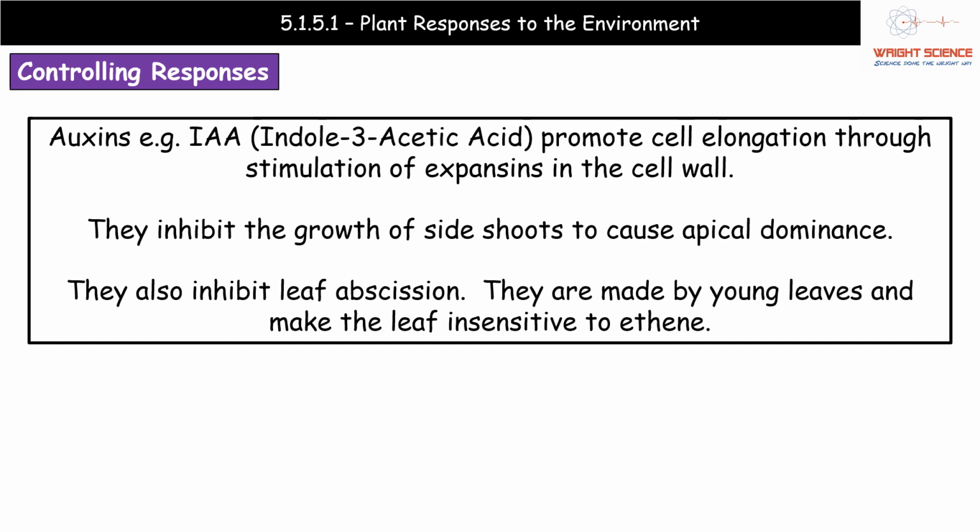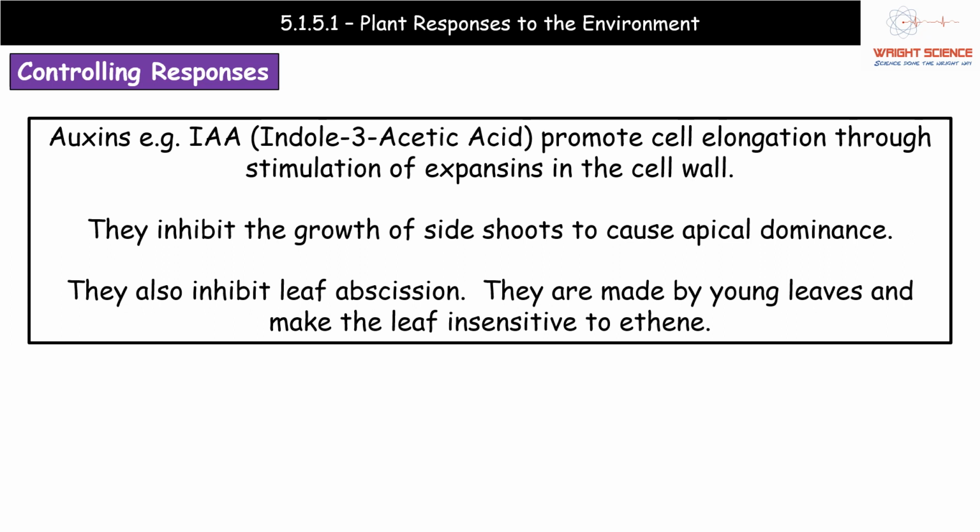Now at GCSE we talked about auxin as if it was a singular chemical. It's not. It's a family of hormones in reality. And one of these is a substance called IAA, indole 3-acetic acid. You don't have to remember the full name, IAA, fine. And IAA is all about promoting cell elongation through stimulating these expansins that exist in the cell wall. And as the name expansin suggests, these are going to be able to expand, and that's what causes the cell elongation.